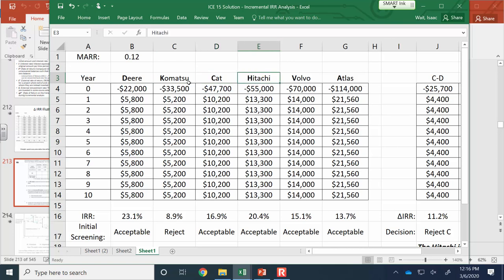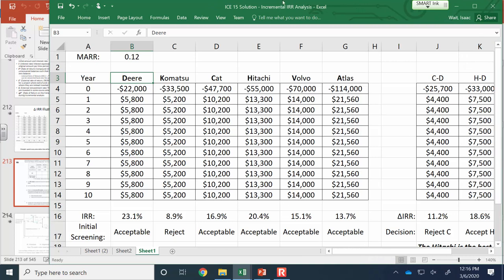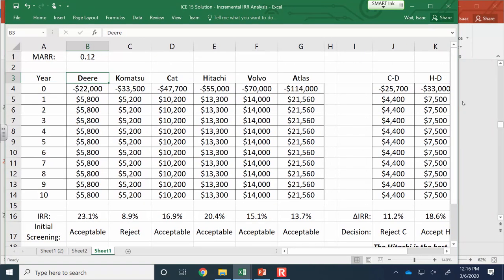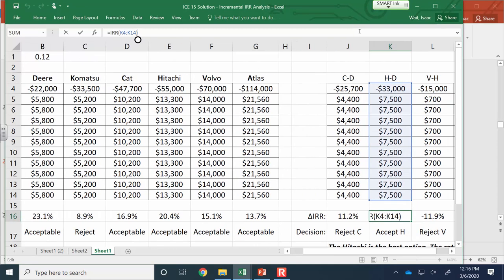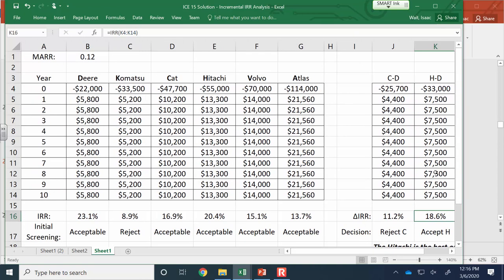We're not going to compare Hitachi to Komatsu because Komatsu is not in the running. We want to compare Hitachi to what we know is currently our best alternative, which is Deere. So this next analysis, Hitachi versus Deere, yields an incremental internal rate of return. So the rate of return on the difference is 18.6%. Since that's greater than the minimum, that means accept the more expensive alternative. So it is justified to spend $33,000 extra to get the Hitachi instead of the Deere.